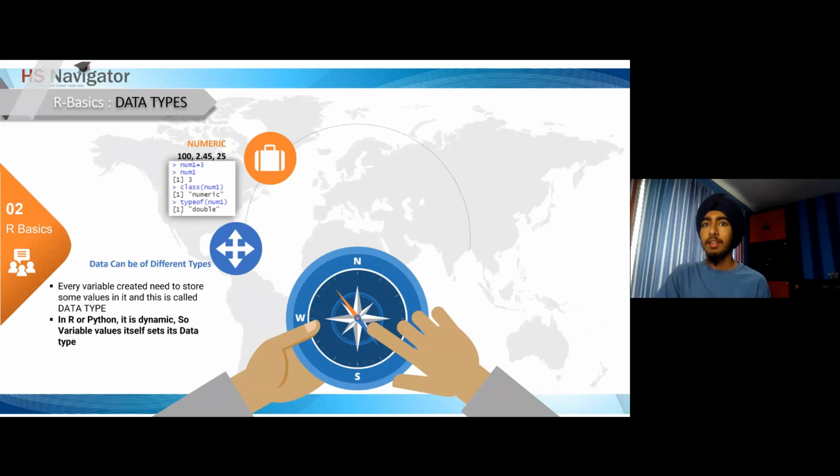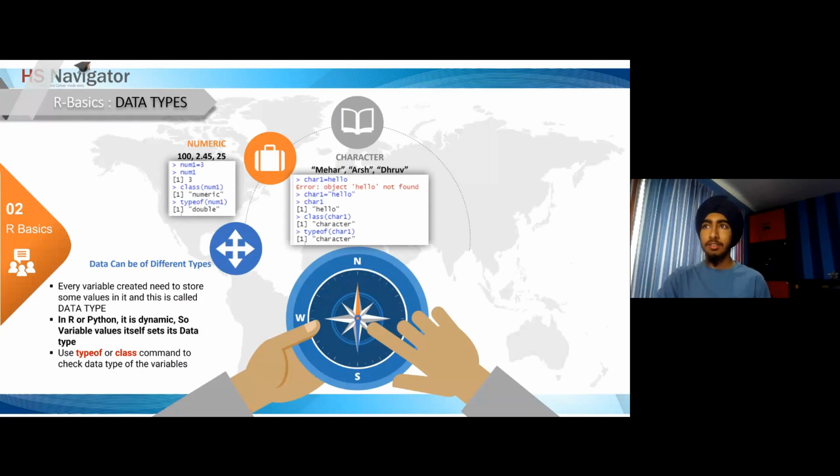In R and Python, by the way, you don't actually set the types yourself. I know in some programming languages like Java, you'd actually say integer num1 is equal to 2. But in R, or if you're working with Python, you don't have to set the types. It sets all the types for you. And you can use the class command, or typeof, to check the data type of the variables you're working with.